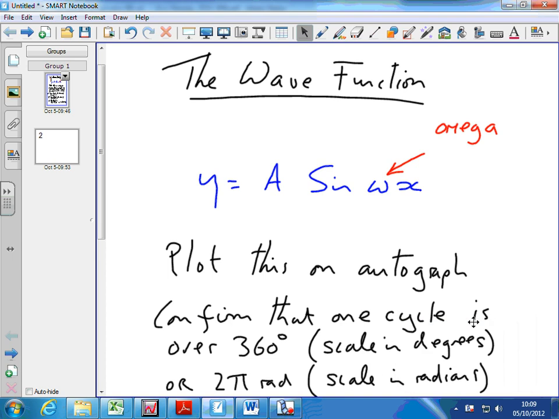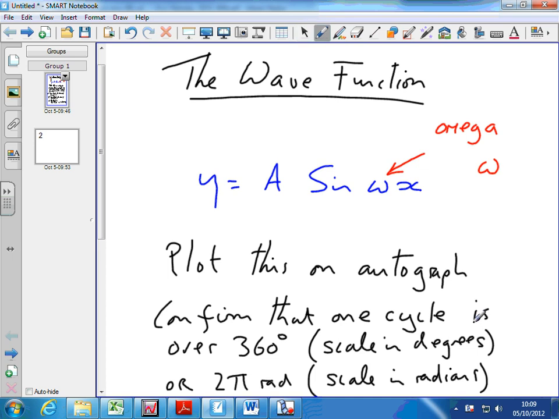So this wave function, y equals A sine omega x, omega, like a curly W. Guys, focus in. Omega, curly W. So what I want you to do is to investigate this. Then we're going to come back and have a look and see what you found out about it. I'm just going to show you what I want you to do.